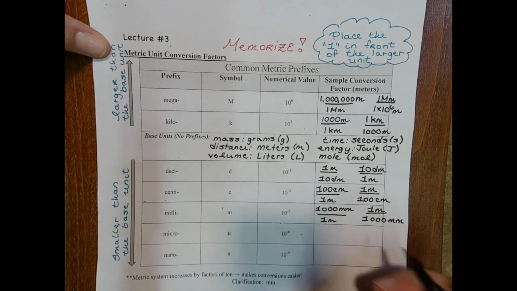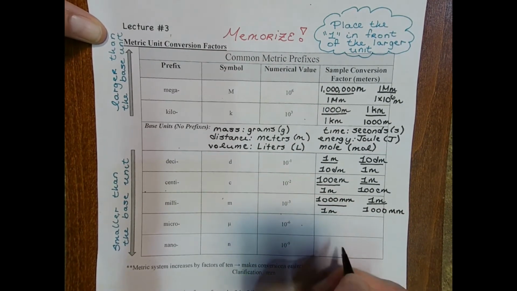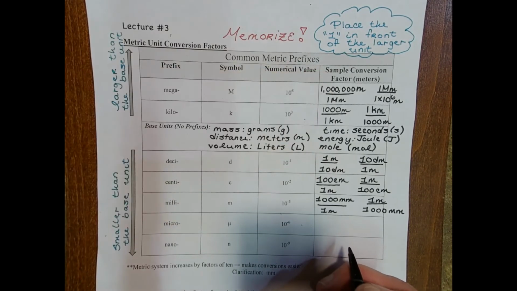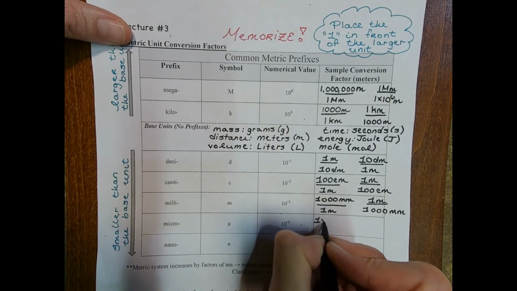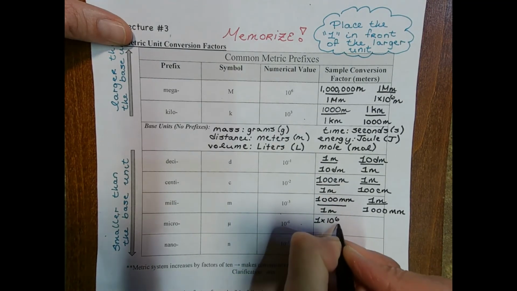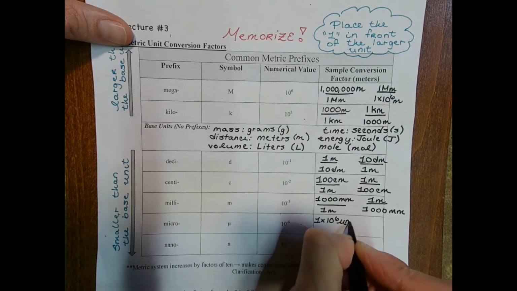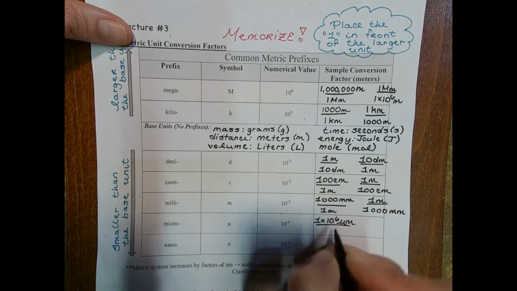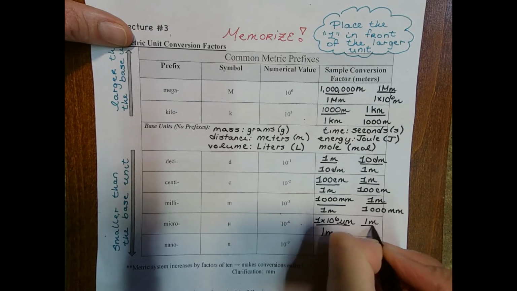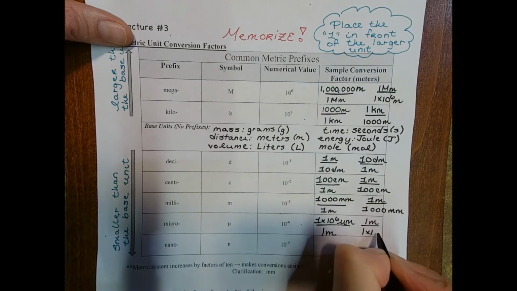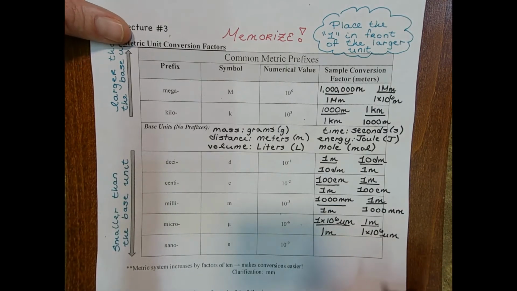I'm going to finish this one up, and then I want to talk about this. So hold on, let's just finish the pattern here. Micro gets even smaller. So we have 1 million, or 1 times 10 to the 6 micro. The symbol kind of looks like letter U, so micrometers. It's not a U, but it looks like one. In 1 meter, or 1 meter has 1 million micrometers.